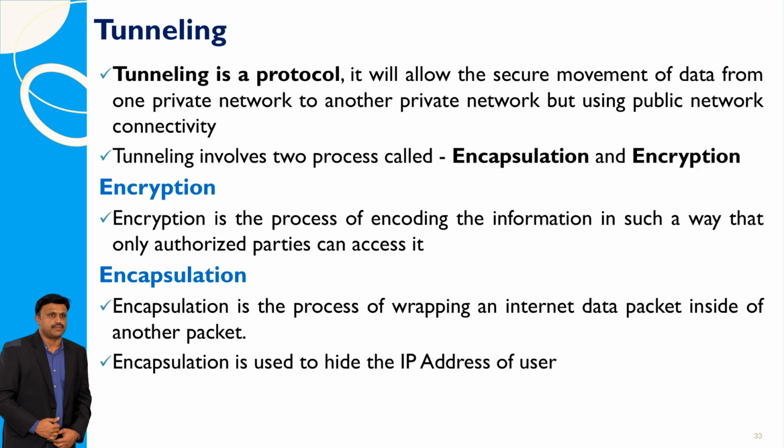Tunneling is a protocol facilitating the secure transfer of data from one private network to another via public network connections. It involves two key processes, encapsulation and encryption. Encapsulation entails wrapping an internet data packet within another packet, serving to conceal the user's IP address. Encryption, on the other hand, involves encoding information to limit access solely to authorized parties.